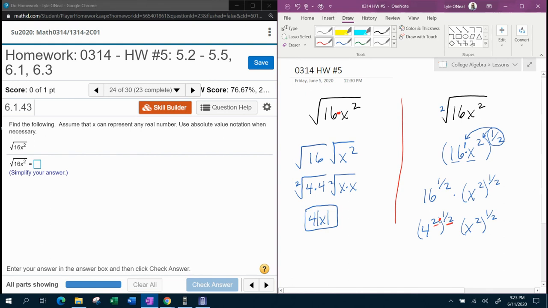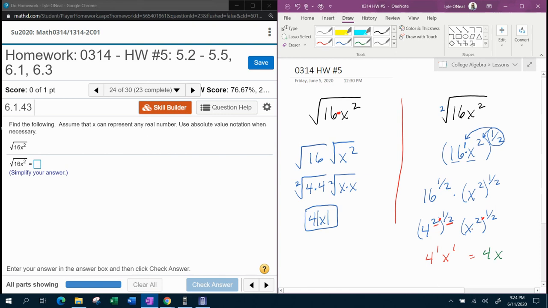So what is 2 times a half? Or in other words, what is half of 2? Well, it's 1. And so that would be 4 to the 1 power. Over here, we have the same multiplication. 2 times a half, well, that's to the 1 power. And anything to the first power is itself. And so that answer is going to be 4x.